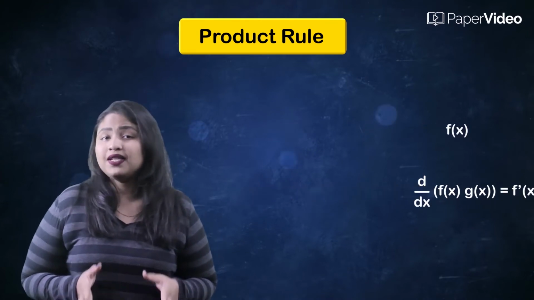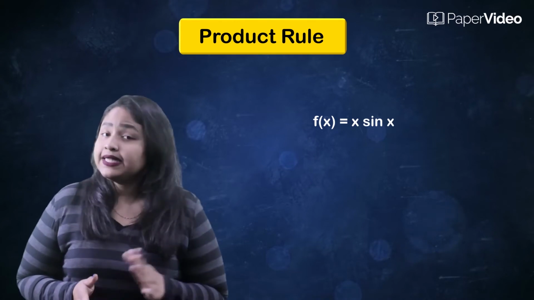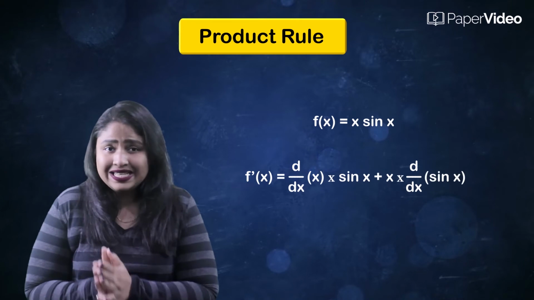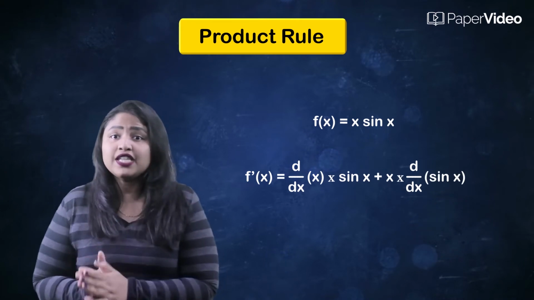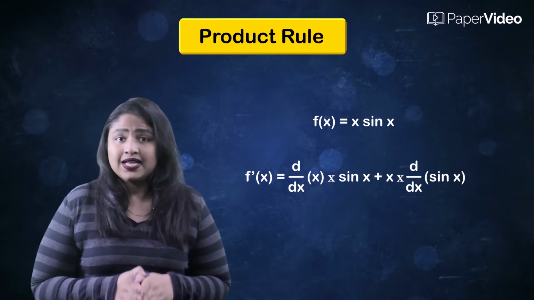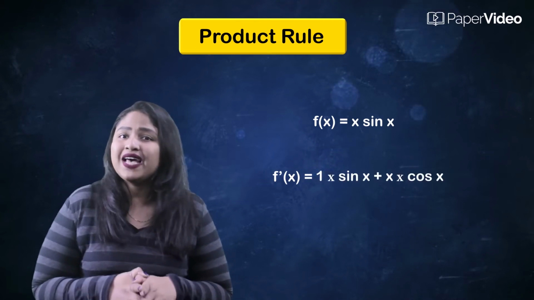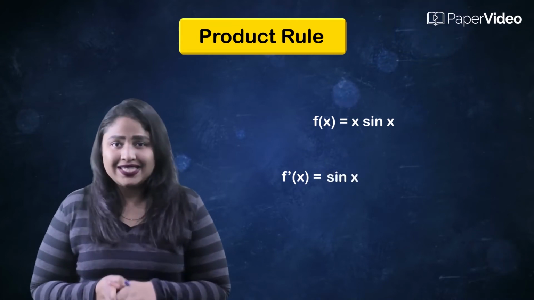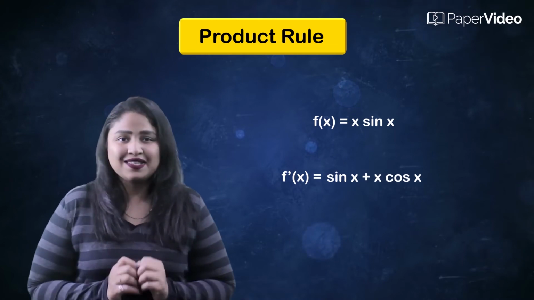For example, let f of x equal x sin x. Then f dash x equals the derivative of x into sin x plus x into the derivative of sin x. The derivative of x is 1 and the derivative of sin x is cos x. Therefore, f dash x equals sin x plus x cos x.